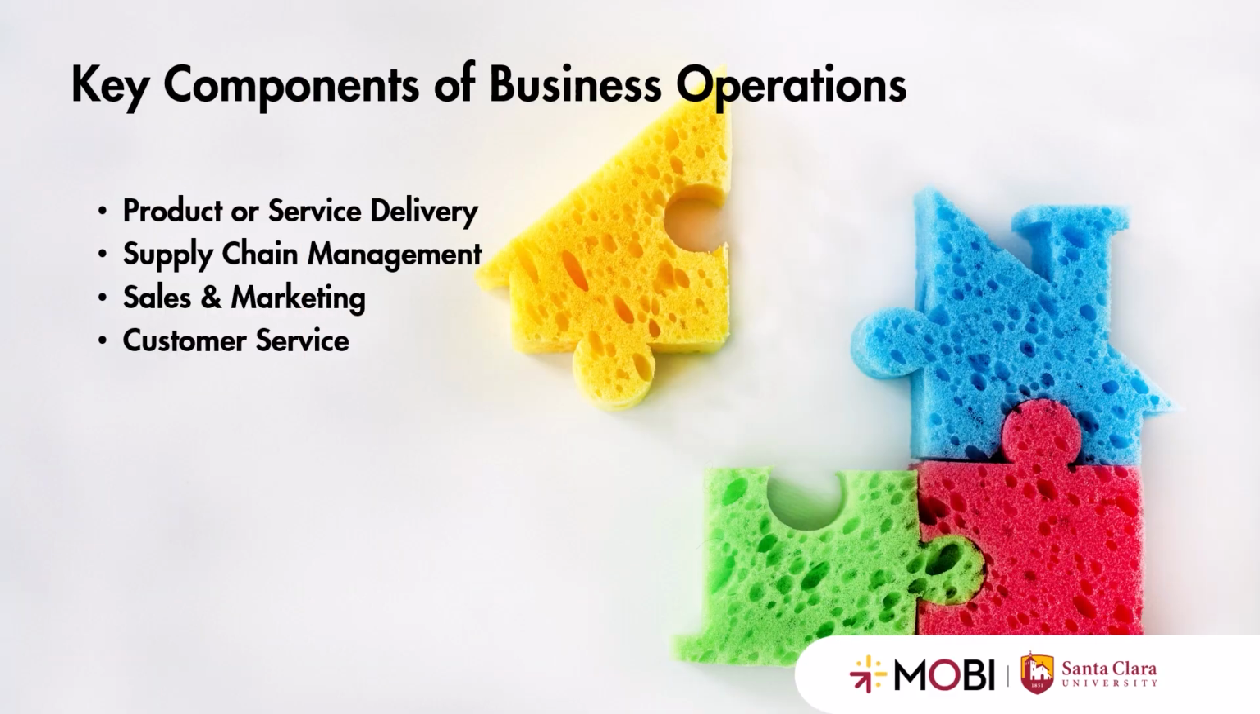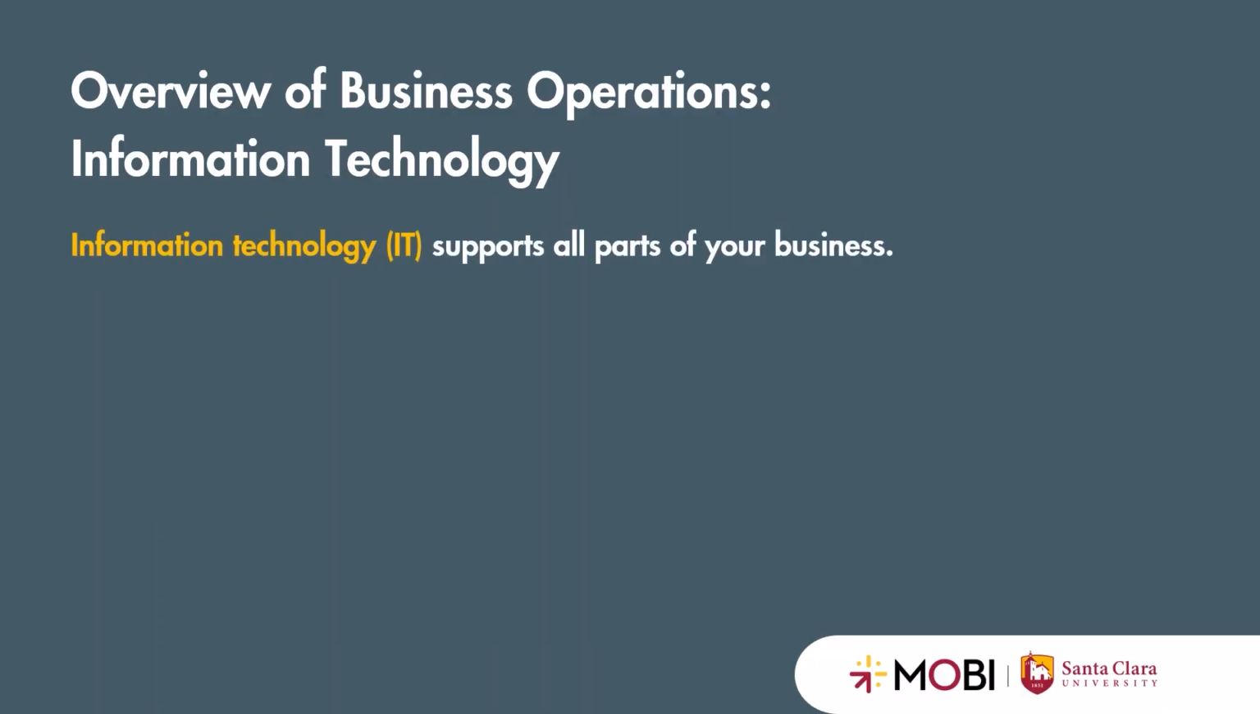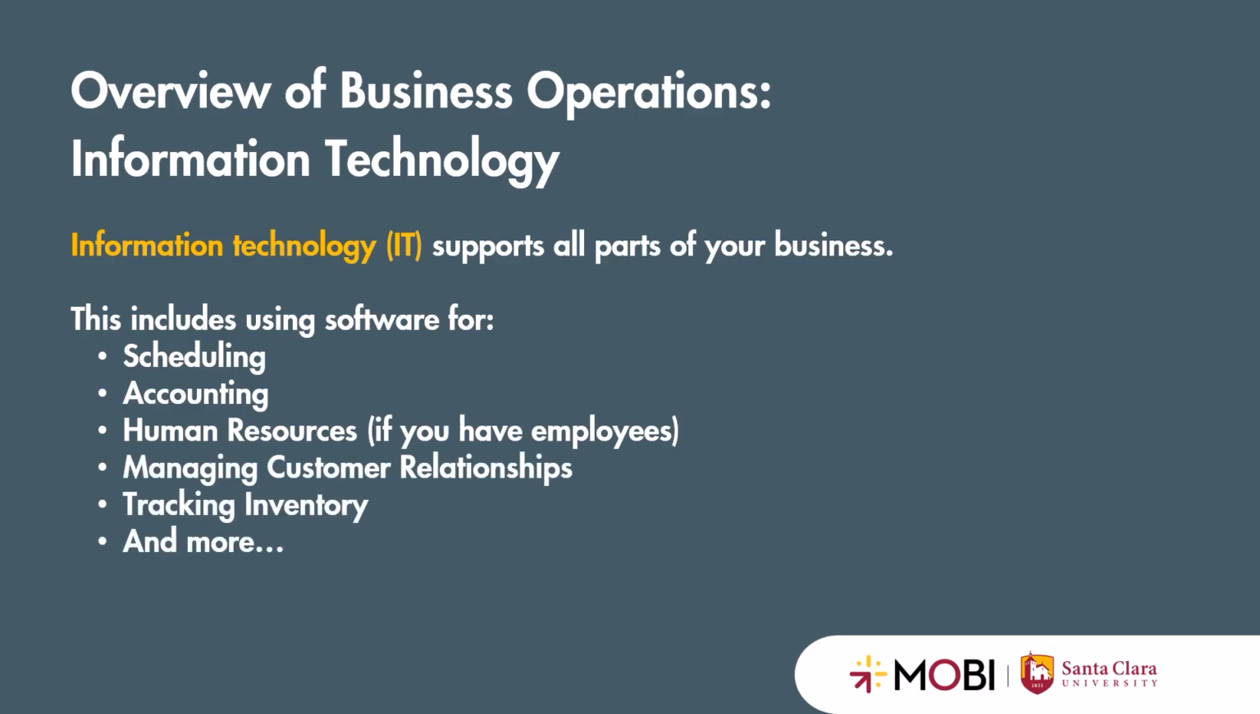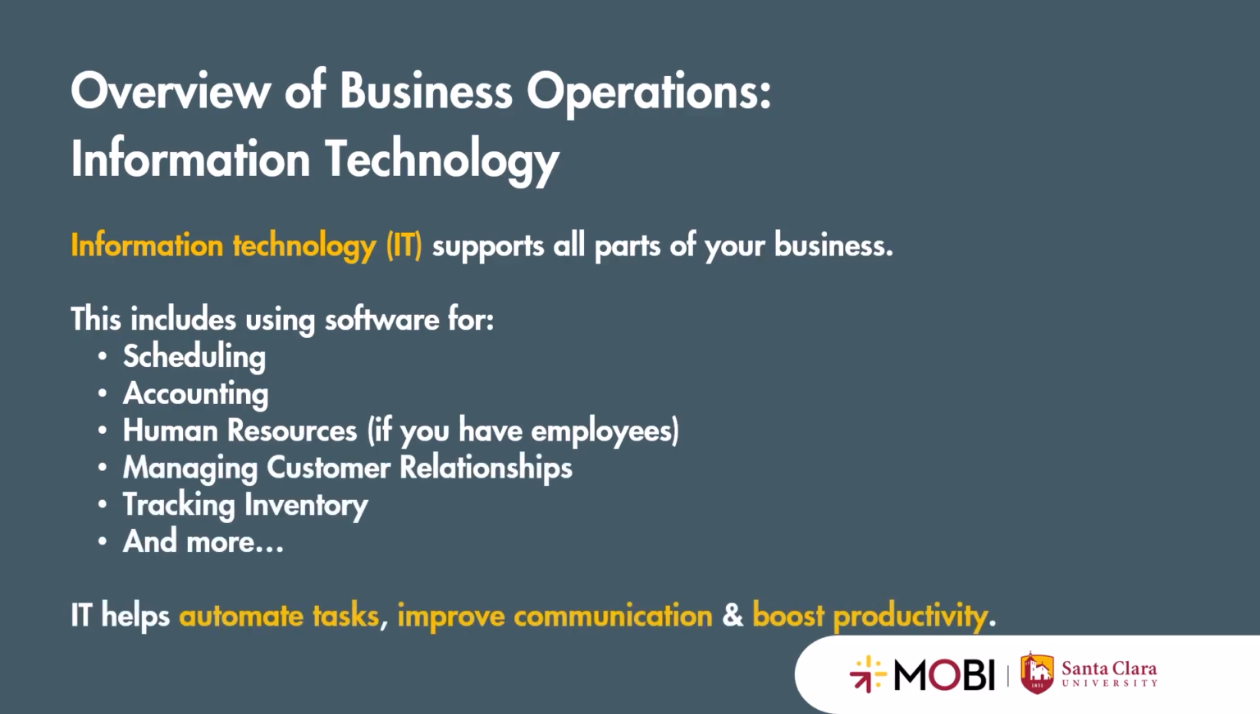The next component we'll explore is information technology. Information technology, also known as IT, supports all parts of your business. This includes using software for scheduling, accounting, human resources if you have employees, managing customer relationships, tracking inventory, and more. Information technology helps automate tasks, improve communication, and boost productivity.